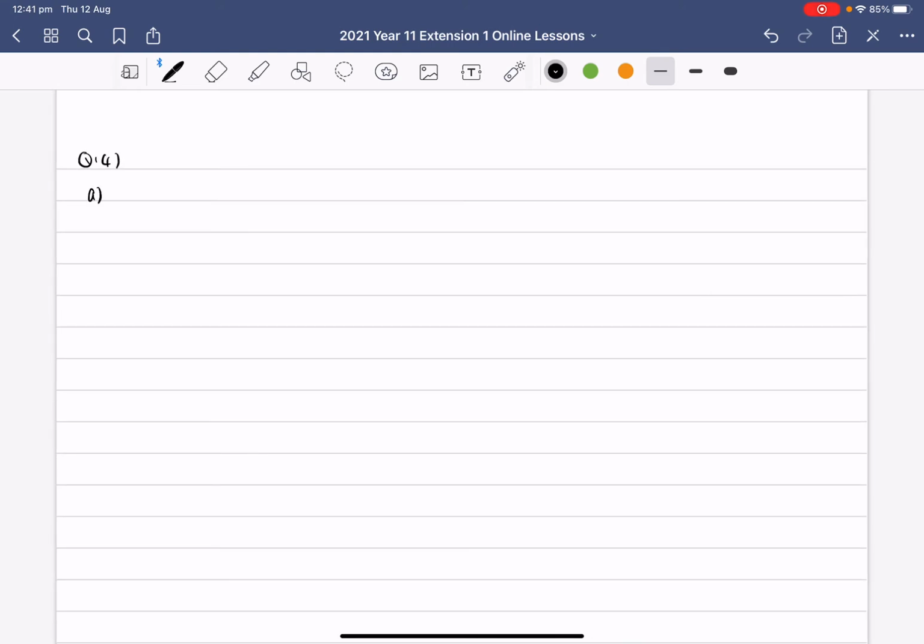Question 14a says: how many 7-letter words can be formed without repetition from the word INCLUDE? How many arrangements? There is no restriction, nothing. It just asks how many 7-letter words can be formed. Remember, without repetition, so you can't use a letter twice or three times.